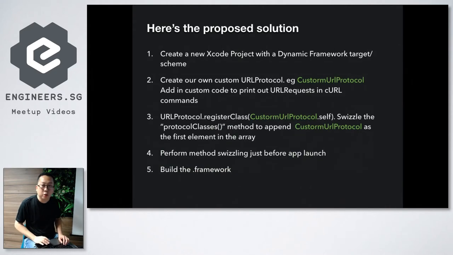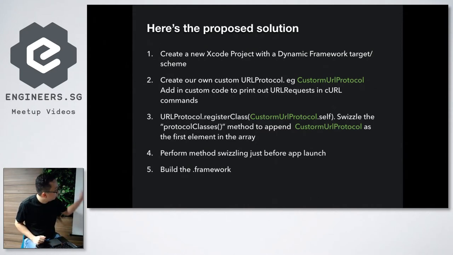Okay, so here is what I proposed. Let's create a new Xcode project with a dynamic framework target scheme, and then we're going to create our own subclass of URLProtocol, and in our class we're going to add some extra code to print out the URL request in curl format as well as log it into a Slack channel. And because we have a new protocol class, we need to register with the loading system. And we want to make sure that our protocol class is the first element in that array. So hence we're going to use the method swizzling technique here.